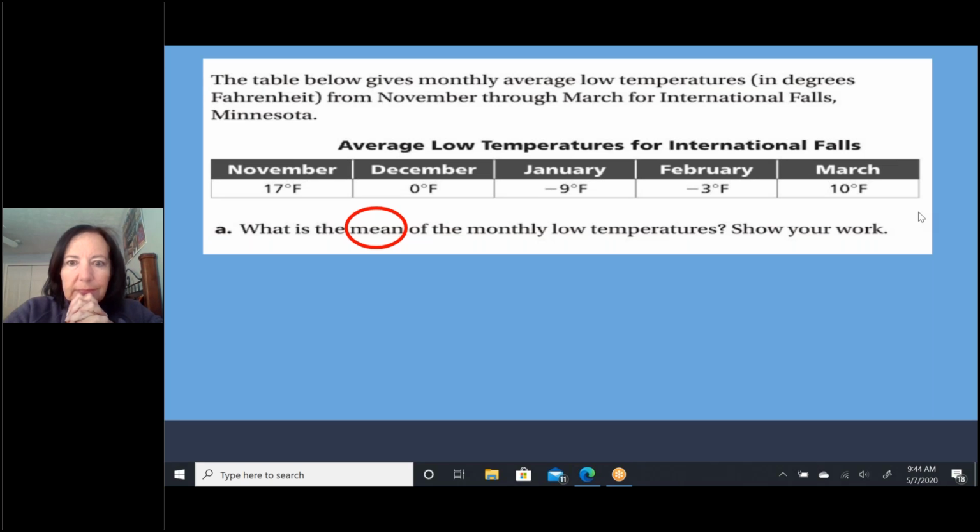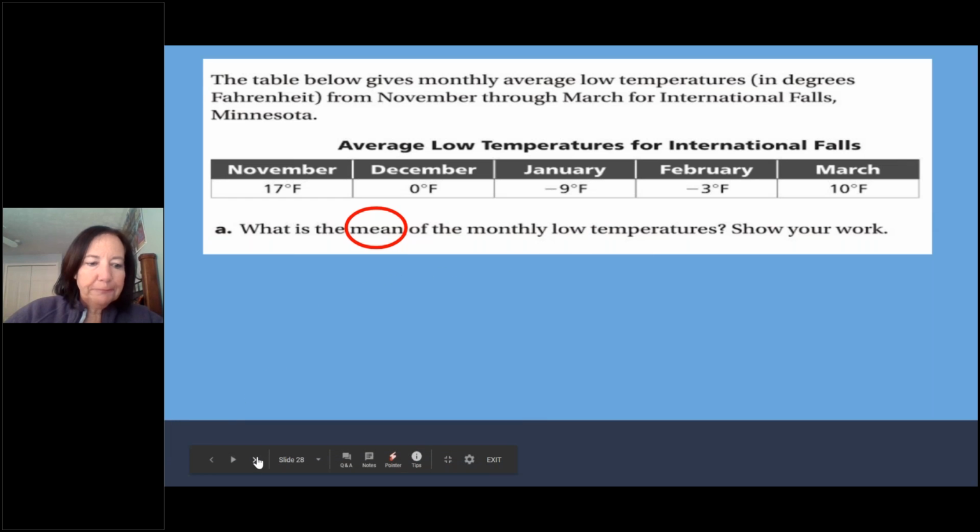Let's see. 1, 2, 3, 4, 5. Is it 3 degrees? Wow. Yeah, it is 3. Nice job. Okay, so see if we can advance the slide.